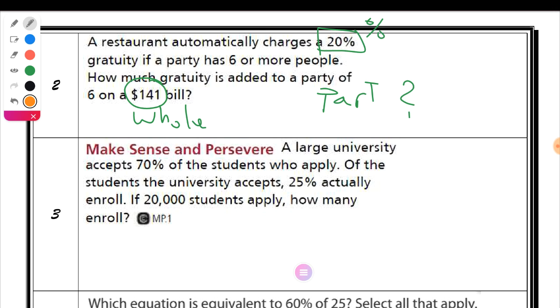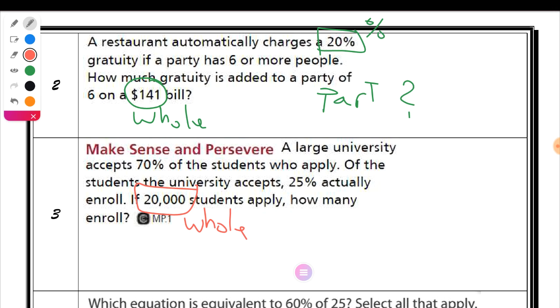A large university accepted 70% of students who apply. Okay? So it will not accept all the students. It will only accept 70% of who apply. Of the students the university accepts, 25% actually enroll. Actually enroll, they will take 25% from those they accept. Okay. If 20,000 students apply, this is the whole from the beginning.